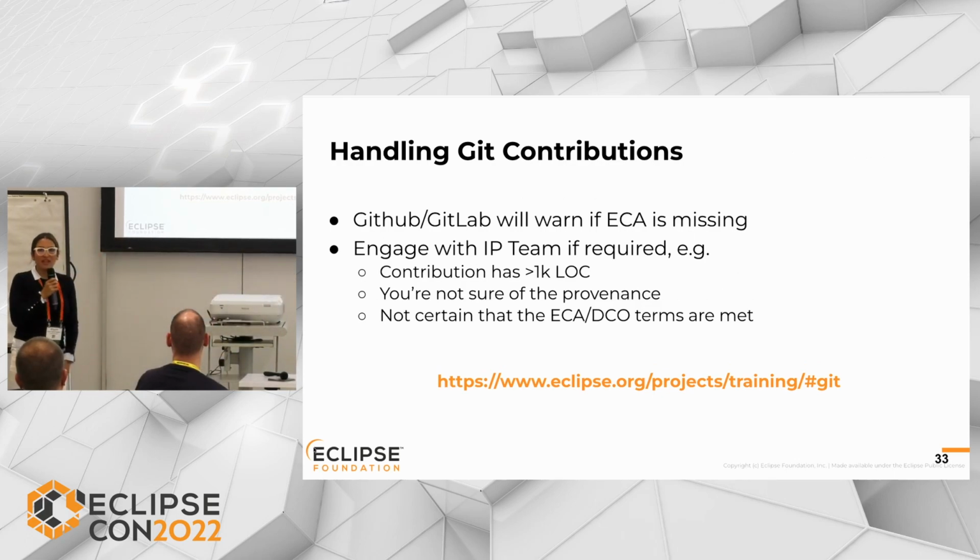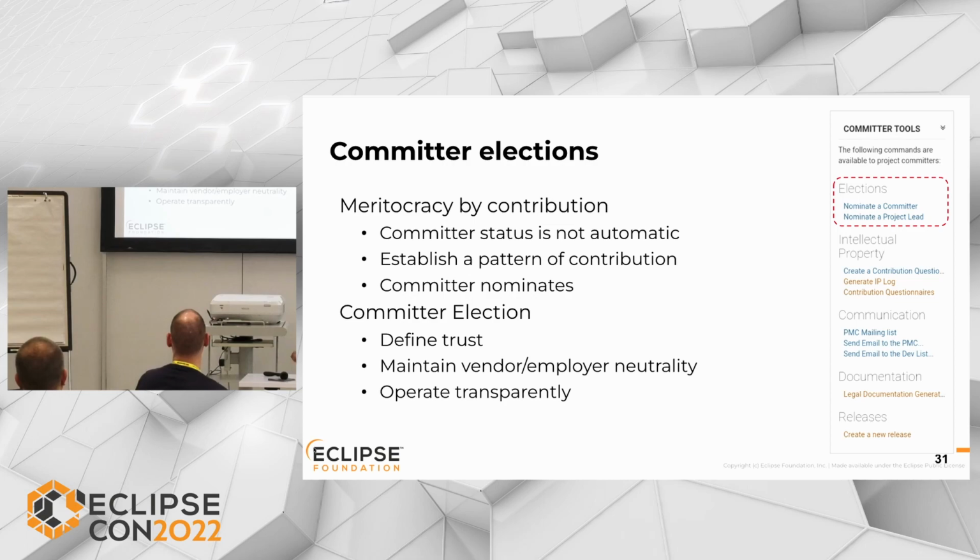So GitHub and GitLab will warn you if the ECA is missing, and if you have any doubts about code provenance, or if you receive a larger contribution, more than 1,000 lines of code, please engage with the IP team and make sure that everything is okay, right? Also, as a committer, you have the responsibility to run committer elections.